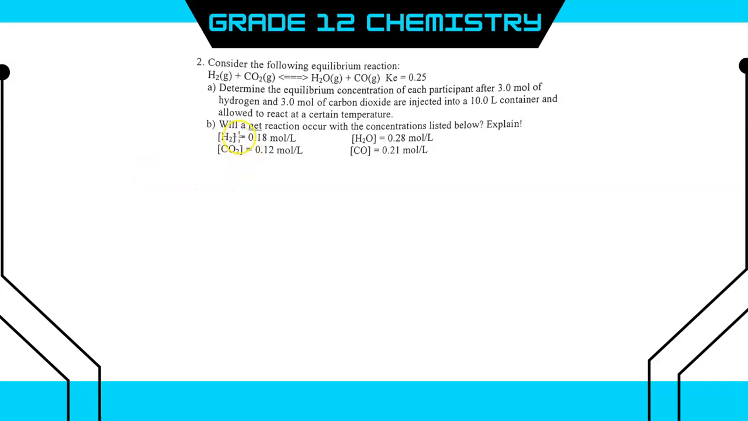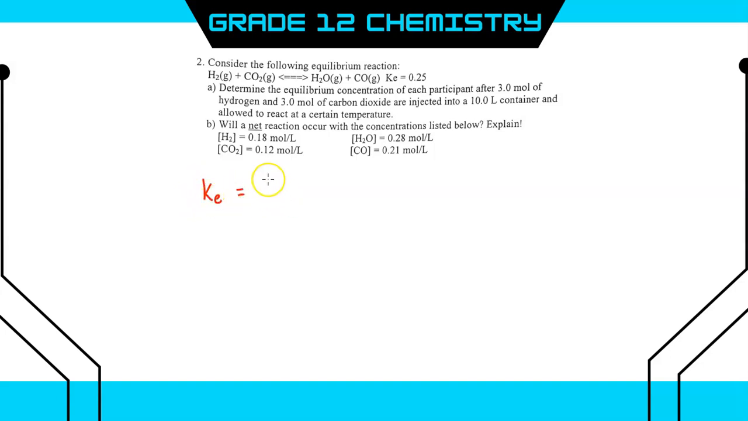Part B now says, will a net reaction occur with the concentrations given below? Now, I think immediately we can look at that and say, yes, it will occur because those concentrations are not the equilibrium concentrations we just solved for. But let's pretend we didn't do part A and we didn't solve for these concentrations. Let's figure this out.